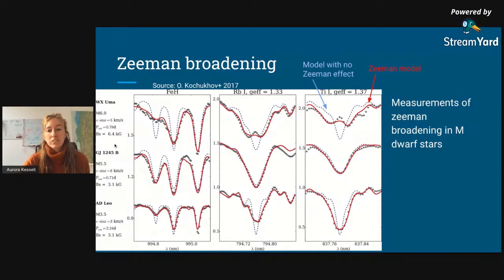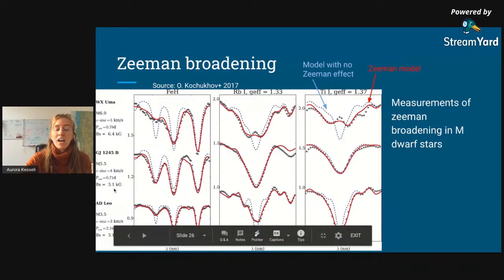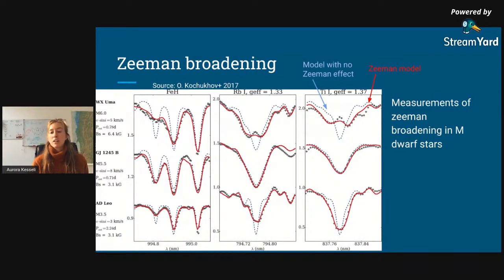And low mass M-dwarf stars are known to have extremely strong magnetic fields. So here they're showing you their best measured magnetic field is 6.4 kilogauss. And to put that number into context, the average magnetic field over the sun is about 1 Gauss. And so this is over 1,000 times stronger than the average solar magnetic field. And even the one that doesn't look like it has that strong of a magnetic field, it has a magnetic field of 3 kilogauss. So in order to actually measure the Zeeman broadening, you need extremely strong magnetic fields.